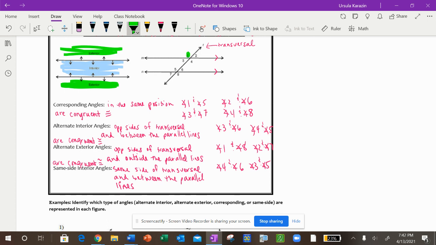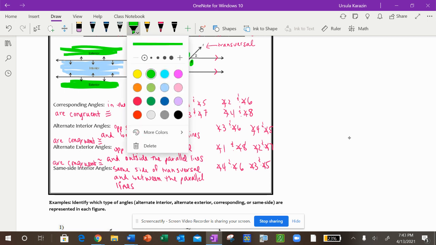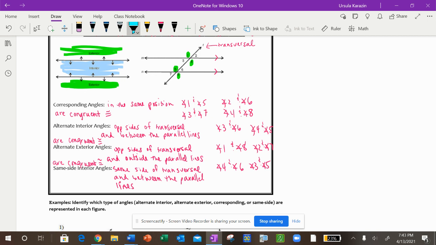Okay, so 1 is congruent to 8. 8 is congruent to 5 because they're vertical. And 4 is congruent to 1 because they're vertical. All right. Now, 1 and 2 are supplementary, right? They're a linear pair. 1 and 2 are supplementary because they're a linear pair. So I'm going to make those blue. 2 is congruent to 3 because they're vertical. 3 is congruent to 6 because they're alternate interior. And 6 is congruent to 7 because they're vertical.